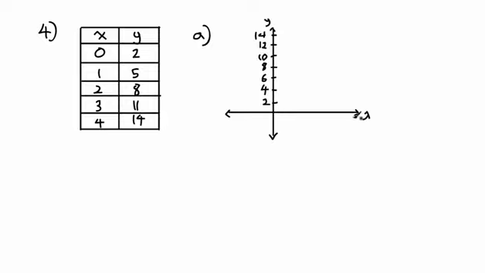And for the x-axis, let's go up by 1. So 1, 2, 3, and 4. Note that the y-axis has a different scale than the x-axis. Okay, so our first point is 0, 2. Second point is 1, 5. Third is 2, 8. Then 3, 11. And then 4, 14.